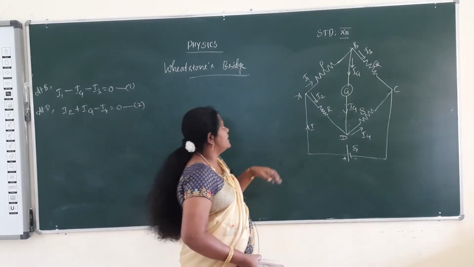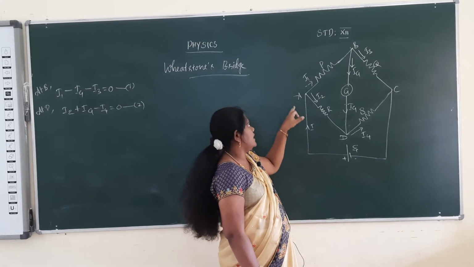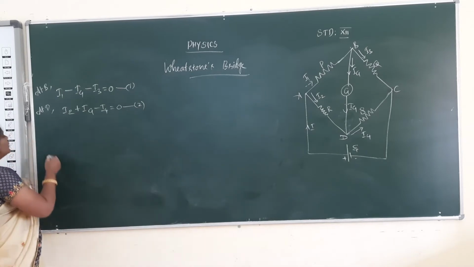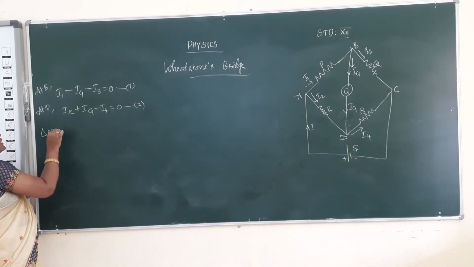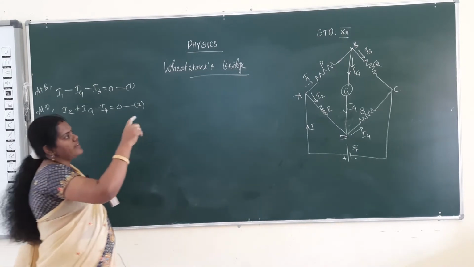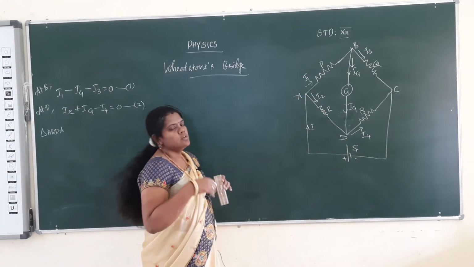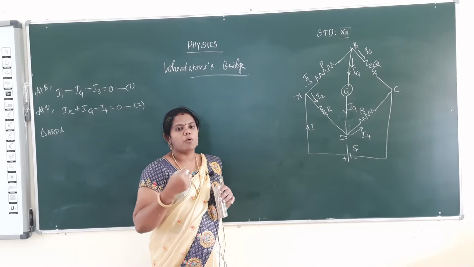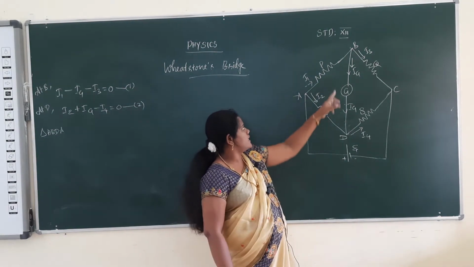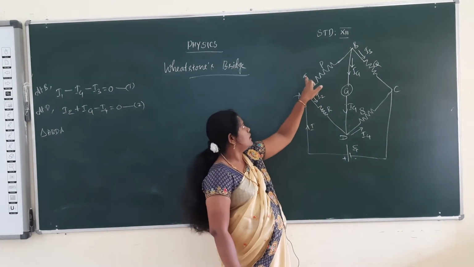Now we apply Kirchhoff's second rule in the triangle ABDA. So we are using Kirchhoff's second rule in the triangle ABDA. What is Kirchhoff's second rule? The sum of the product of current and resistance will be equal to the EMF of the cell. Is any battery there? No battery is there. So in the closed circuit we take current and resistance.